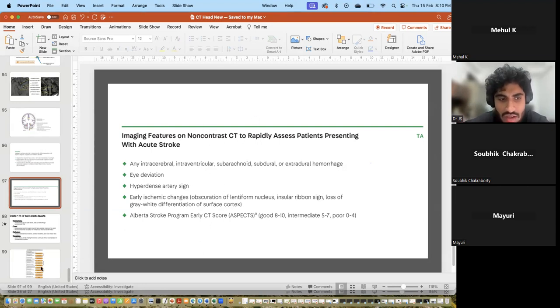A hypodense lesion can be appreciated, and sometimes there can be hypodense lesions that we can mistake for other things as well. There can be gliosis as well, where there can be old infarcts, because glial cells, astrocytes, are just supporting cells of the brain. So if there is gliosis, it can also show hypodense lesions.